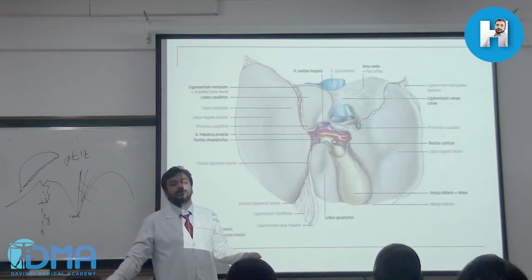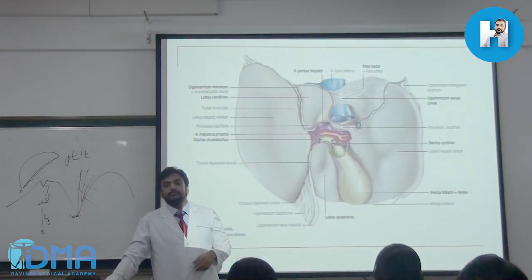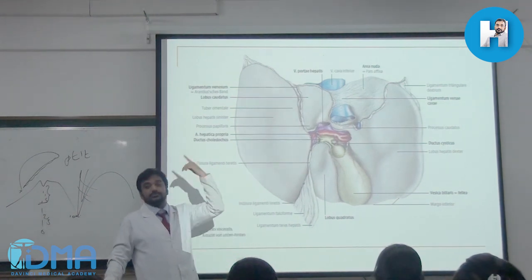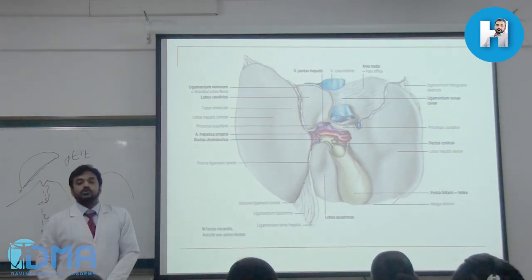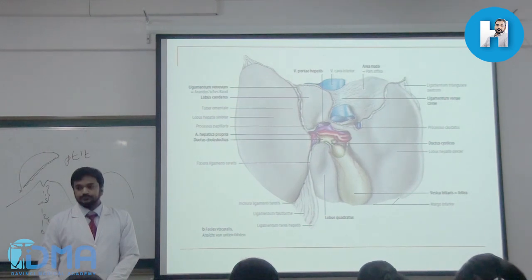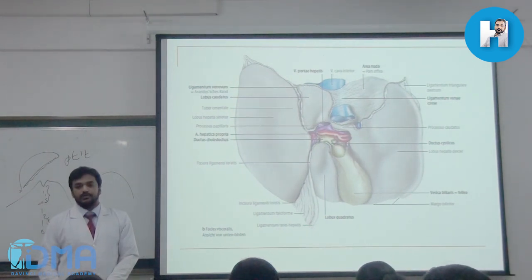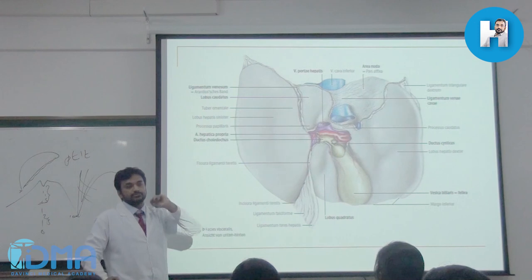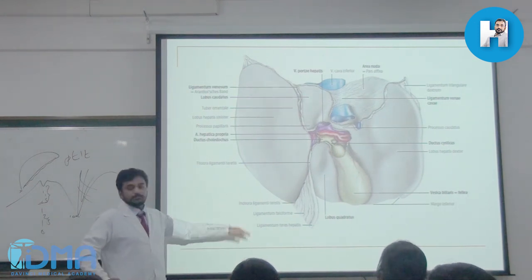So in this case, what do we call it? Now it is ligamentum venosum. Before it was called what? Ductus venosum, which was found by Arantius. That's why it's called ductus venosum Arantius. Now we are adult.